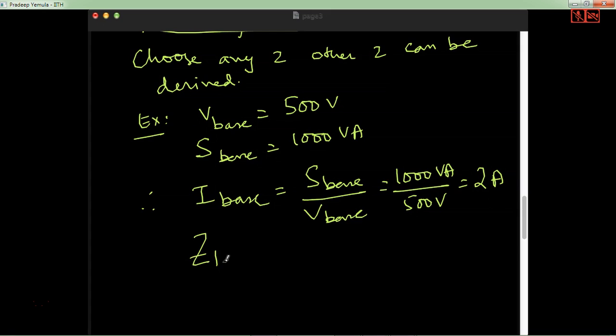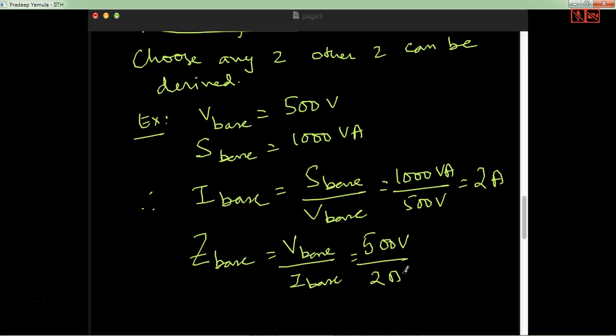Similarly, what is Z base? Z base is nothing but V base by I base. This is simple Ohm's law again. So V base is 500 volts divided by 2 amperes. So you get 250 ohms. This is your base impedance.